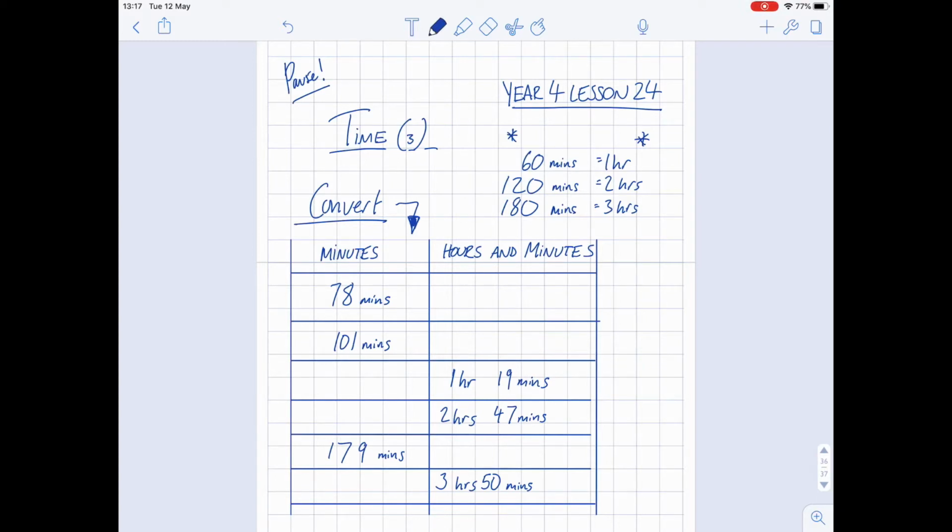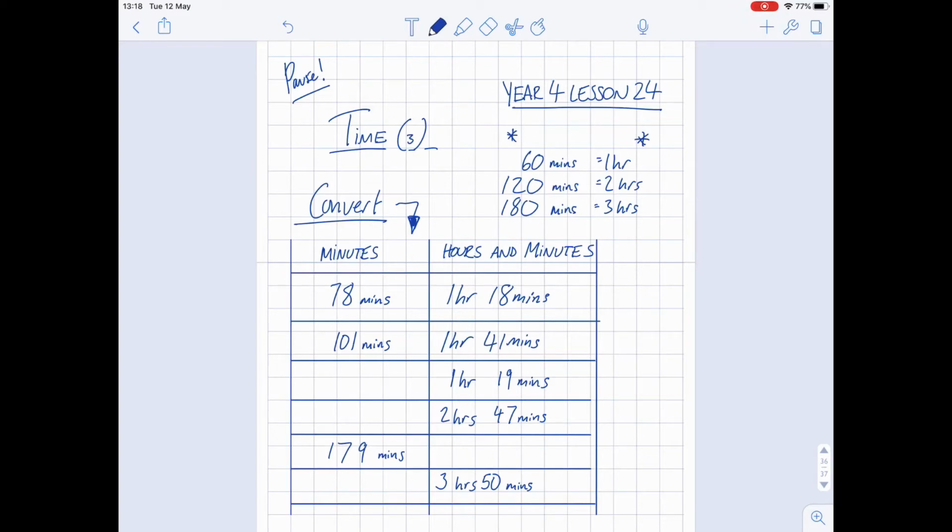Okay then, so for this first one, 78 minutes. I can only take out 1 hour, can't I? 60. So if I take out that 1 hour, and I take 60 away from 78, I'm left with 18 minutes. So 78 minutes is 1 hour and 18 minutes. 101 minutes. Well, again, 2 hours, 120, is too much, isn't it? So I can only take out 1 hour again. If I take that 1 hour out, 60, I've got 41 minutes left. Hopefully you got those right.